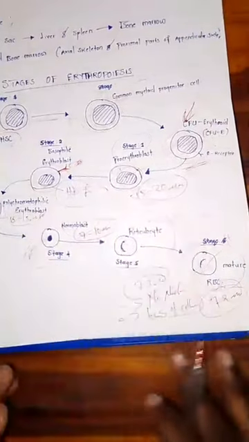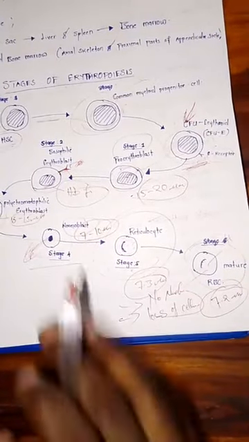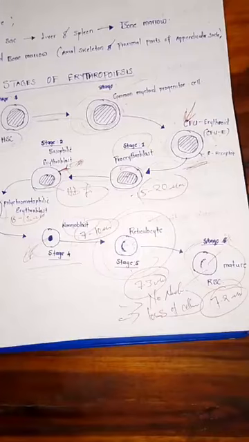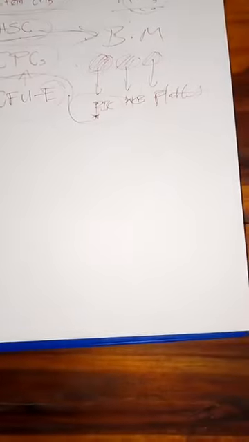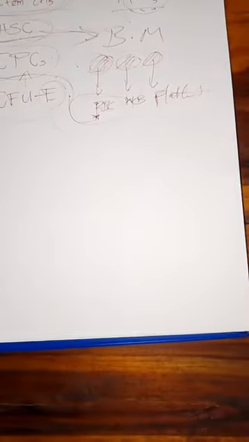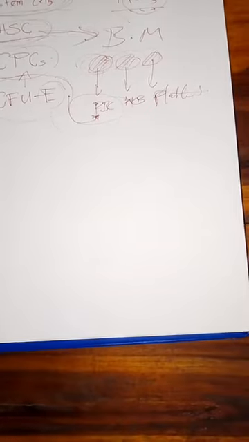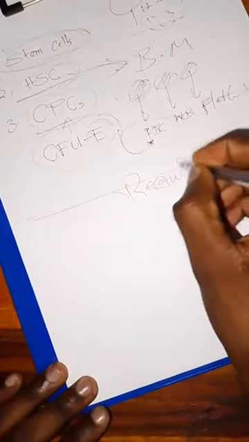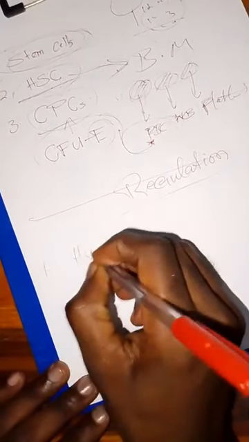So from there, let's go to the last part, which is the regulation of the whole process. What are some of the factors that regulate this process? We have several factors involved in the regulation of erythropoiesis. The first factor is known as hypoxia.